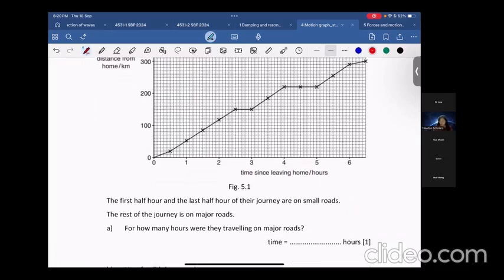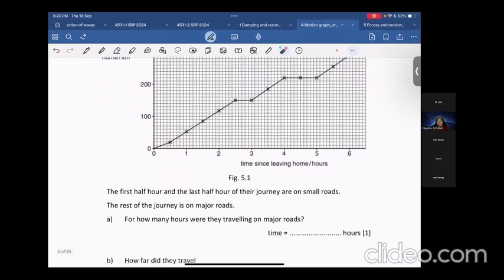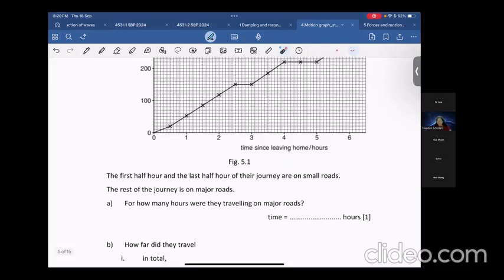The first half hour and last half hour of their journey are on small routes. First half is here, last half is here. These two regions of the journey are on small routes. The rest are on the major routes. How many hours will they travel on the major routes? Boys and girls, can you count? I also count.